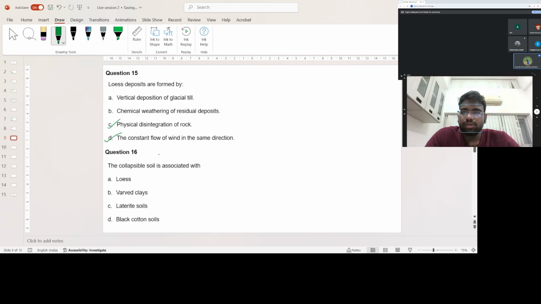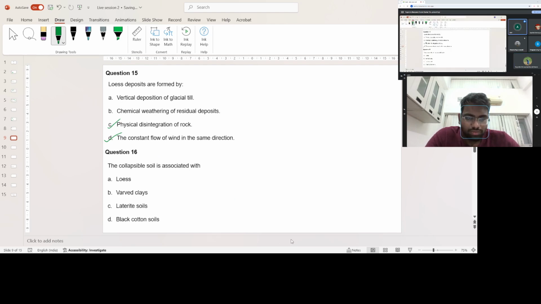Sir, small doubt, sir. Option C, I may not properly agree. The reason is physical disintegration of rock means here we have a variable size of the particle, starting from the boulders to the clay, whereas loess is a small size particle, it may not come exactly under option C.